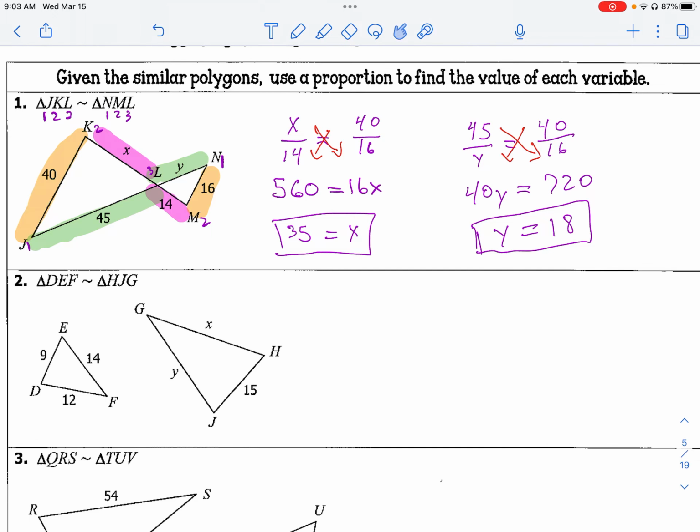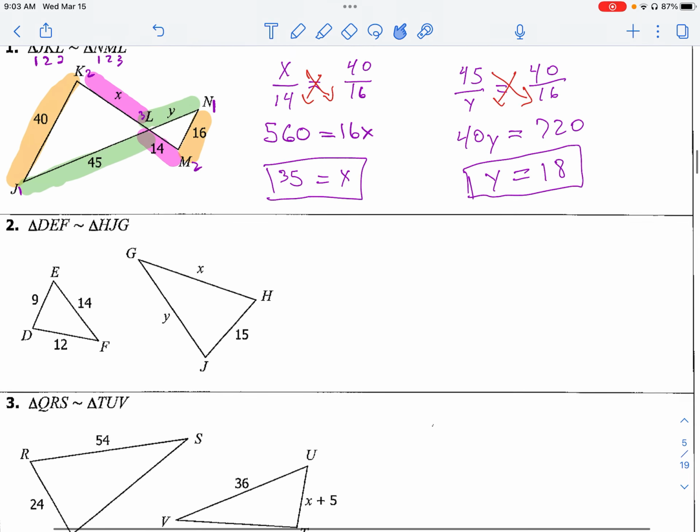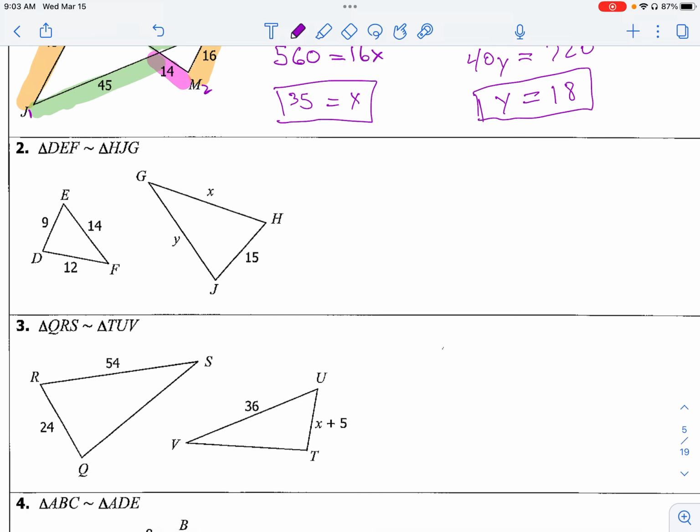So we are done. Let's look at number 2 now. Same exact process. Triangle DEF, 1, 2, 3, triangle HJG, 1, 2, 3. D is 1, E is 2, F is 3, H is 1, J is 2, G is 3.